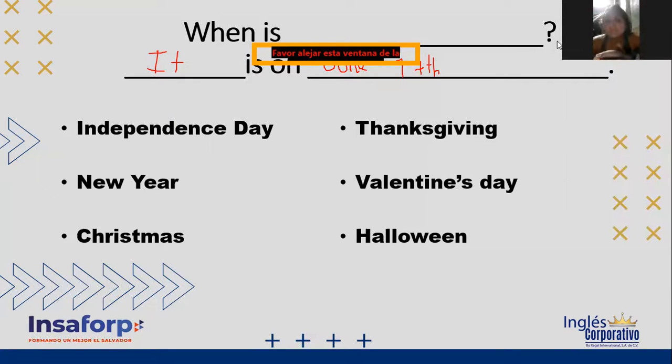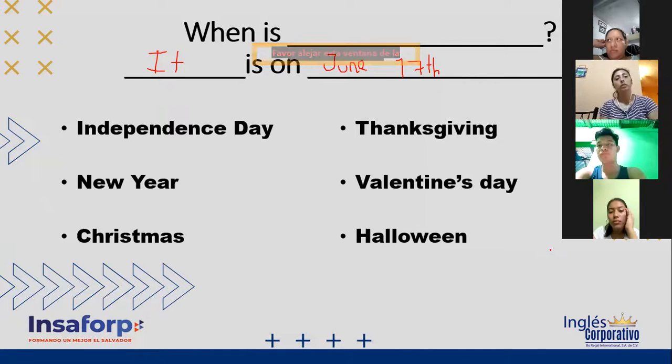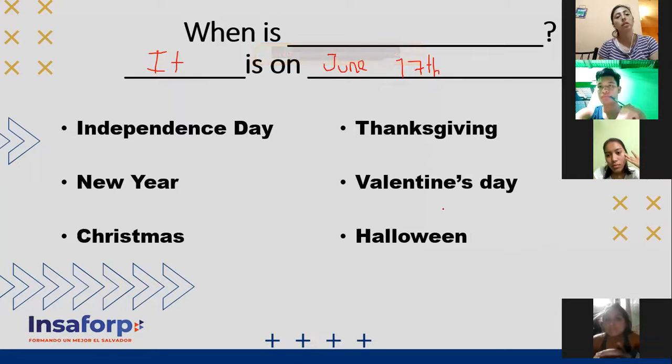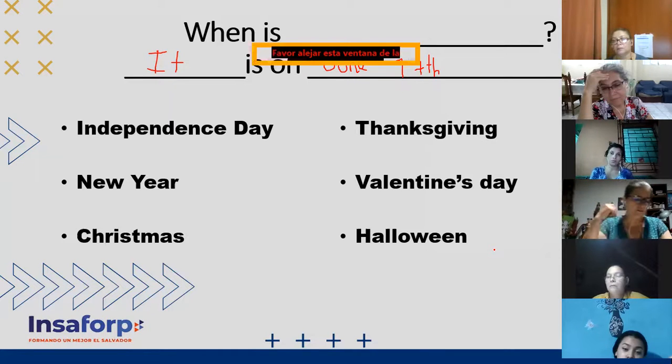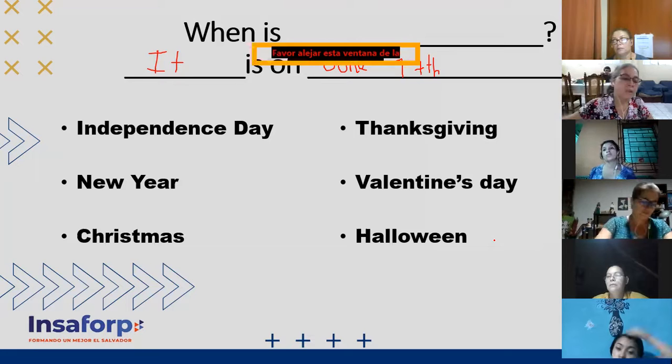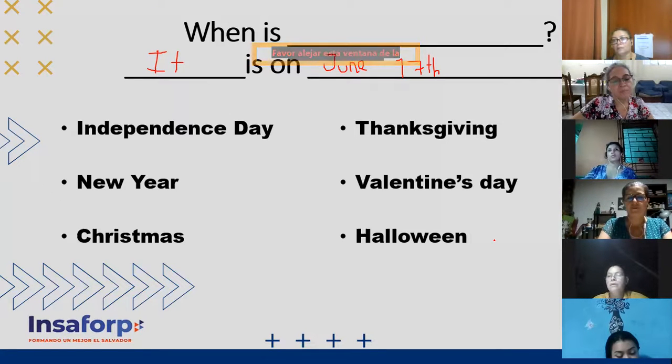Very good. What about the Day of the Dead? Fatima? It's November 1st. Mm-hmm. November 1st or November 2nd? November 2nd. Oh, it's on November 2nd, yes. Okay, what about Children's Day? It's on October 1st. Oh, okay, it's the 1st of October or October 1st. Okay, good job.